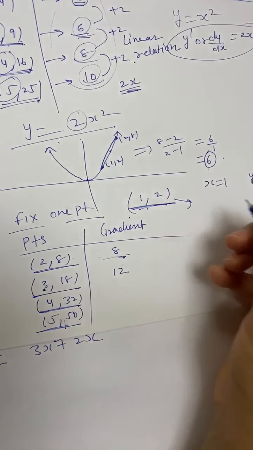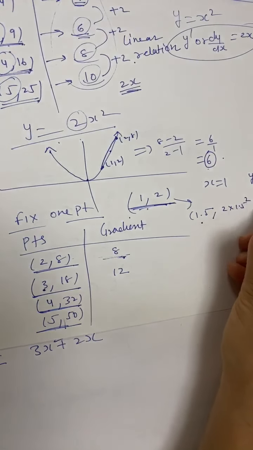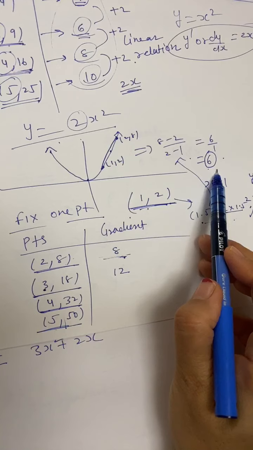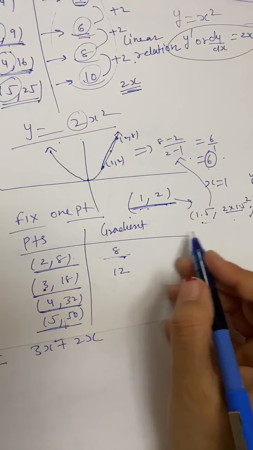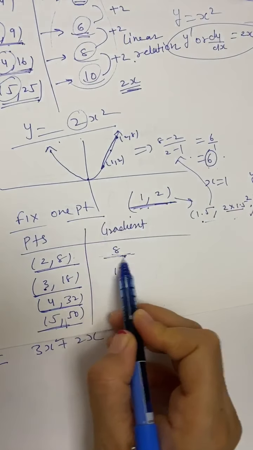Then instead of 1 2 you can maybe do 1.5. When it is 1.5, then you need to do 2 into 1.5 square. I'm not going to do that. That is your y coordinate, and then you find the slope, then this is going to be more than 6. And ultimately, when 1 2 is going to move very close to 2 8, the slope is going to be 8.